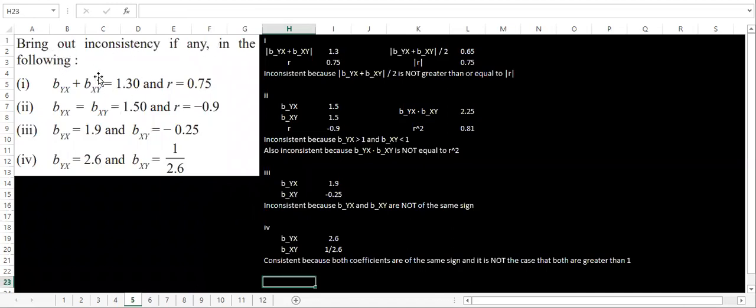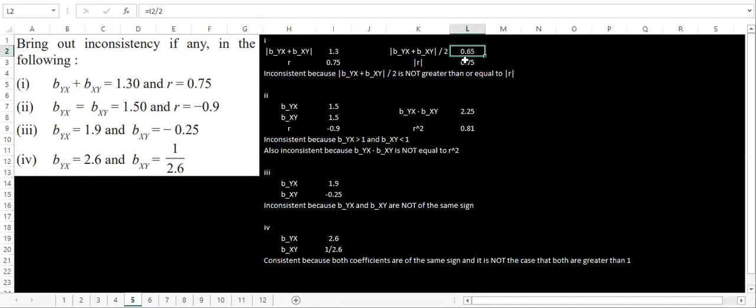So these will bring out inconsistencies using the properties of the regression coefficients that we know, which connect with the correlation coefficient R. What we are given is that the sum of the regression coefficients is 1.3 and the correlation coefficient R is 0.75. The absolute value of 1.3 is the same thing, of course, since it's positive. From that we can calculate the average of these two, which is the value divided by 2, because these are two quantities. So the average value is 0.65.